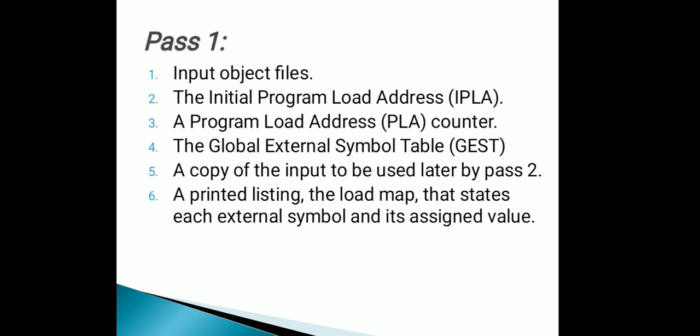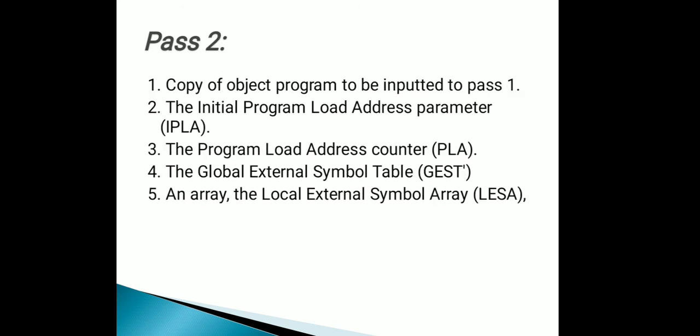Now we will see pass 2. In pass 2, first is the copy of the object program inputted to pass 1. Here the copy passed by pass 1 is inputted. Second is the initial program load address parameter. Third one is the program load address counter, PLA.